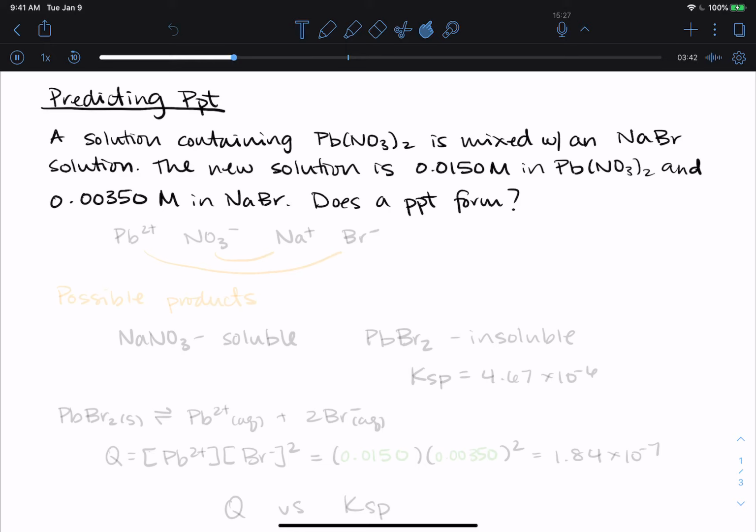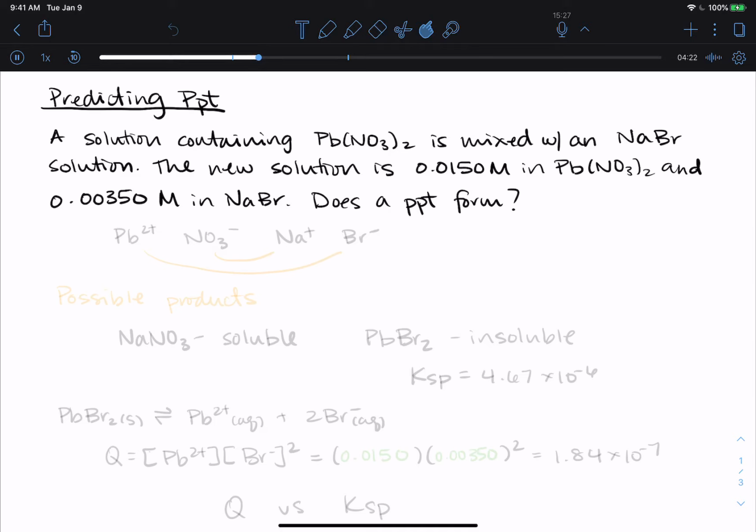Our example problem says a solution containing lead nitrate is mixed with a sodium bromide solution. The new solution is 0.0150 molar in lead nitrate and 0.00350 molar in sodium bromide. Does a precipitate form in the new solution? So this looks a lot like the precipitation problems that we did a long time ago. However, we have actual numbers in here now. It doesn't change the first part of what we need to do, which is just figure out if any of the products are an insoluble salt.